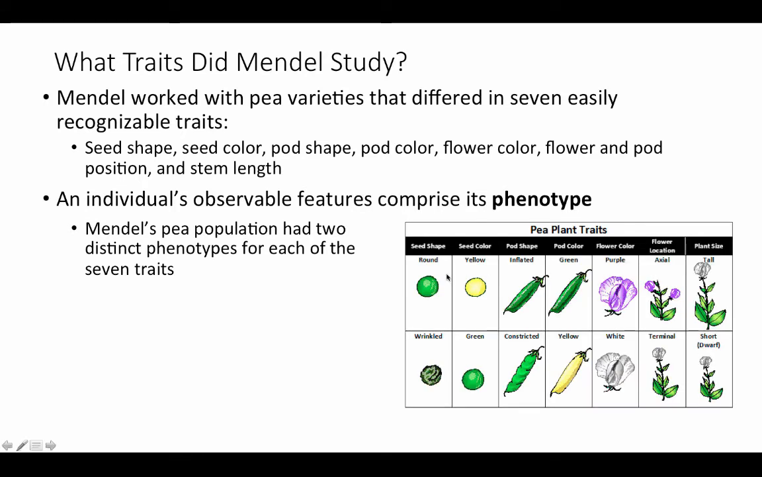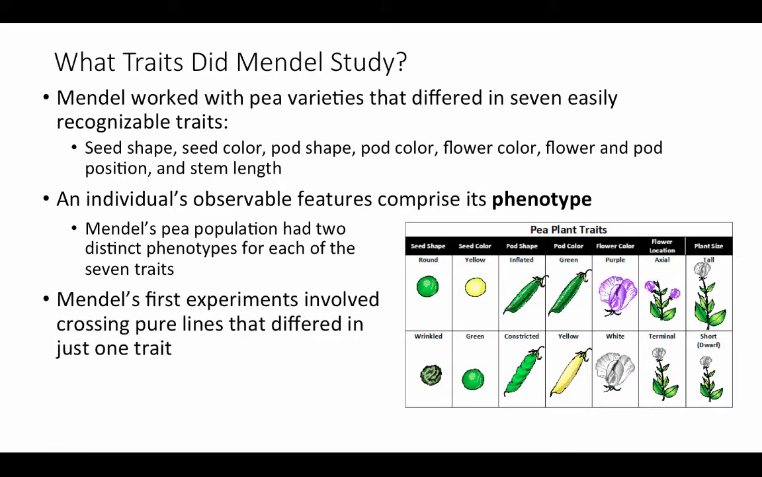So for seed shape, we had either round or wrinkled, and they're very easy to tell apart. There's nothing in between. They could be yellow or green in color. The pod could be either sort of puffy and inflated or constricted so that you can see the shapes of the peas inside the pod. The pod color could be either green or yellow. The flower could be purple or white, and it could be growing either at the ends of branches or at the very tip of the plant, so axial or terminal flower location. And these pea plants could be either tall or short. They didn't have this continuous variation in the height of the stem.